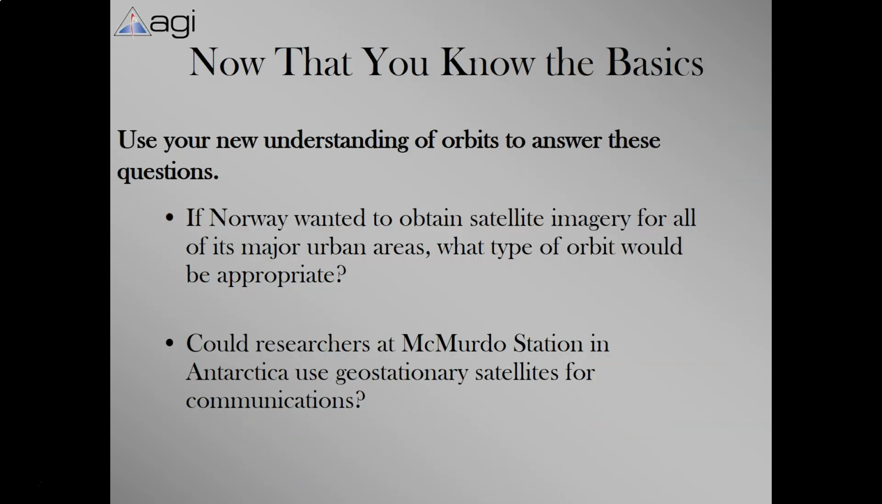Okay, now that you know some of the basics, now that you've been introduced to what orbits are, use your new understanding of orbits to answer these two questions. If Norway wanted to obtain satellite imagery for all of its major urban areas, what type of orbit would be appropriate? Give it some thought. Could researchers at McMurdo Station in Antarctica use geostationary satellites for communications? Think about what the answers will be to those. I will not be sharing them with you in this video.